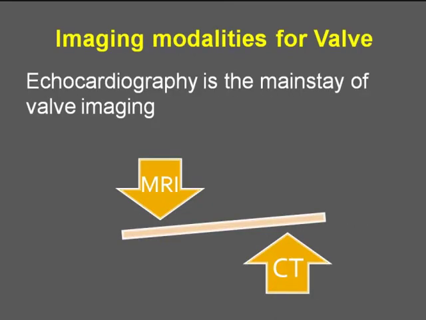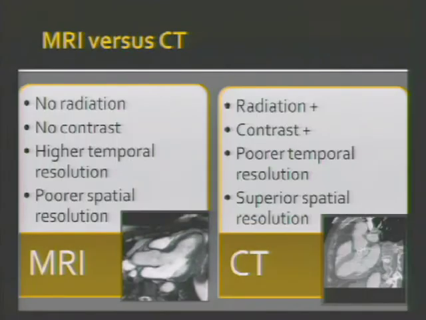So at the very outset, I'd like to say that echocardiography still remains the mainstay of valve imaging. However, CT and MRI are very good complementary techniques, and we use them a lot in conjunction with echocardiography. Now, for most practical purposes, and in my opinion certainly, I think MRI outweighs CT in certain respects. One of the biggest advantages that MRI has is the absence of radiation. Also, you don't need any contrast for most indications of valve imaging.